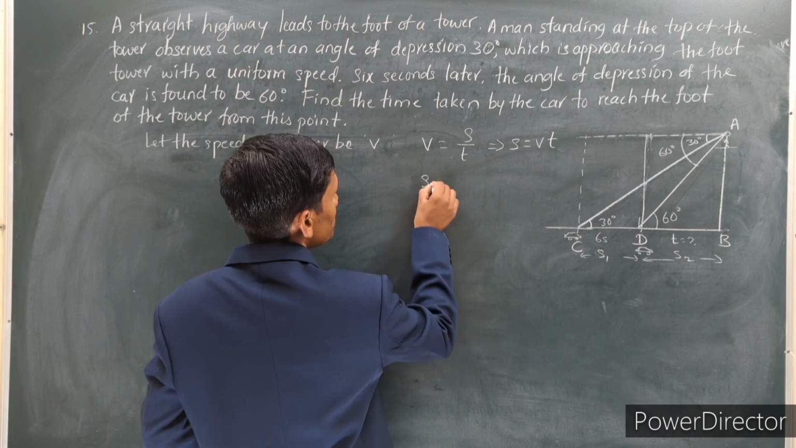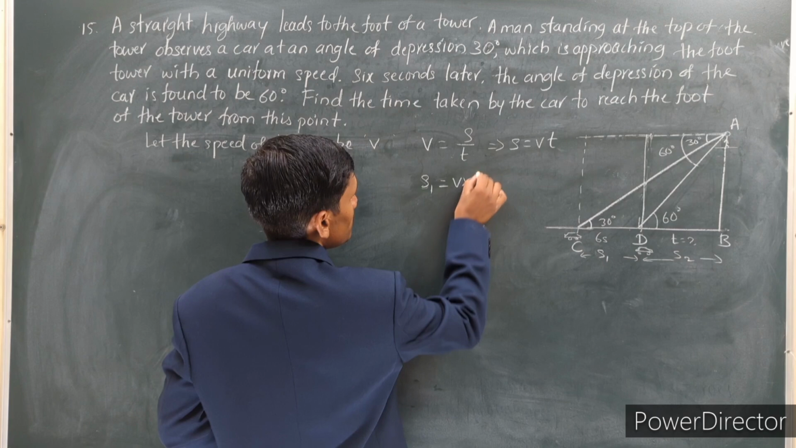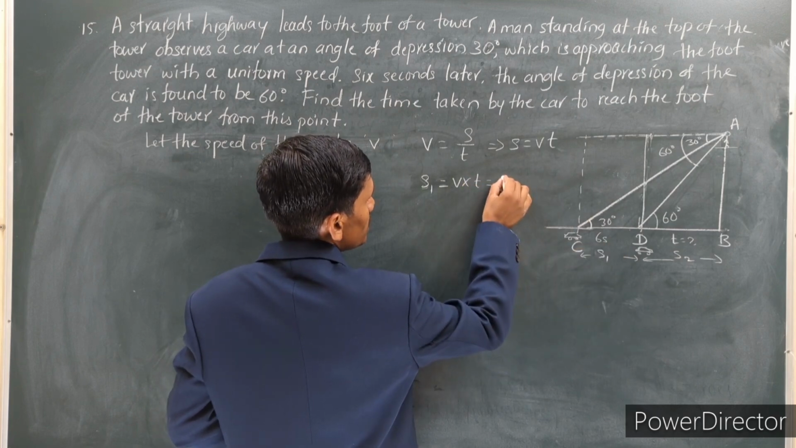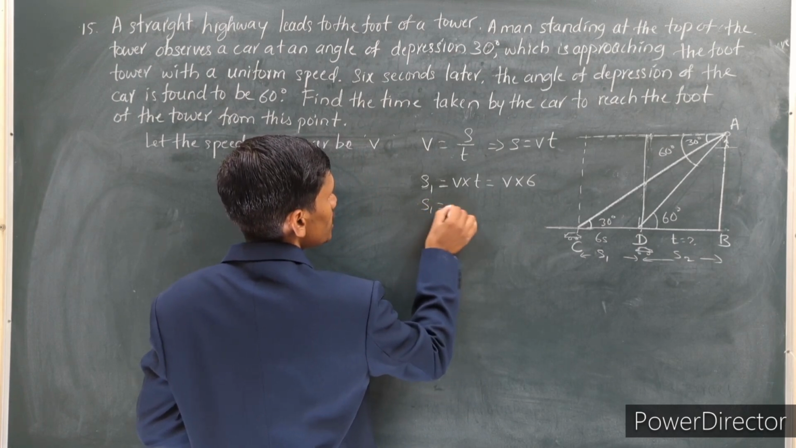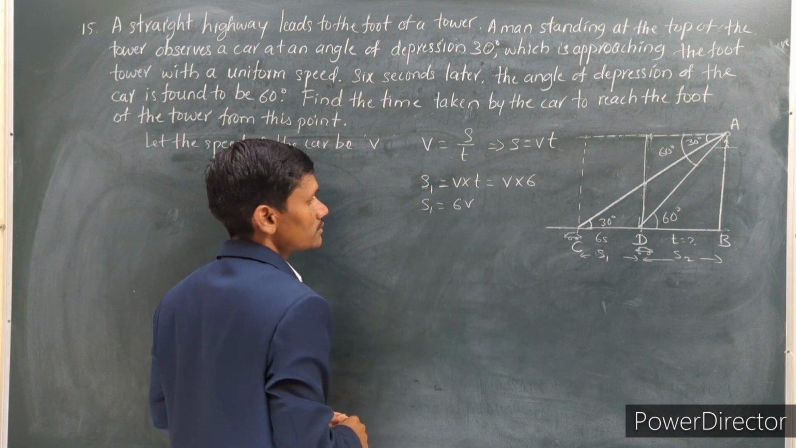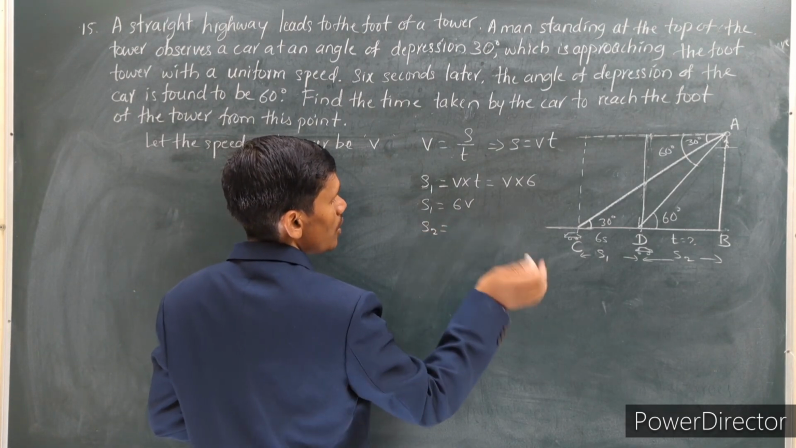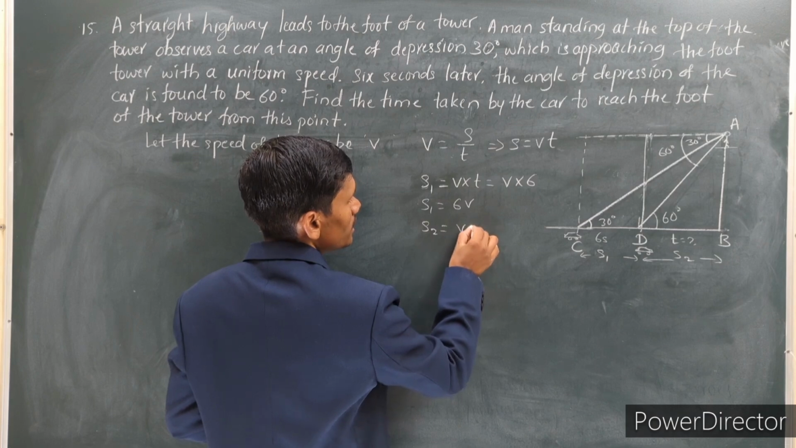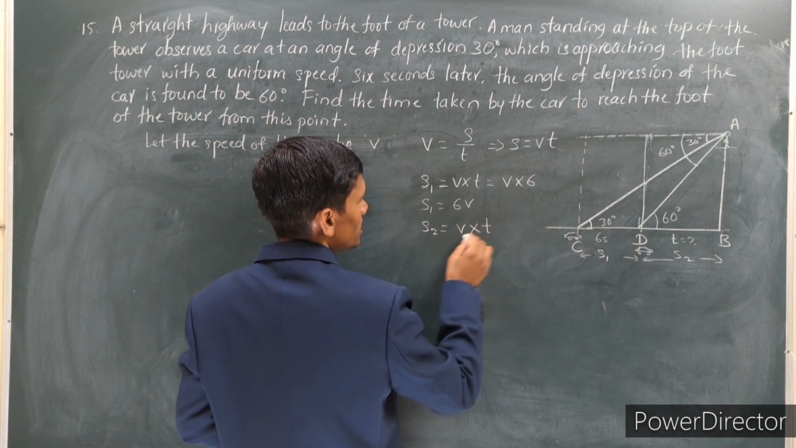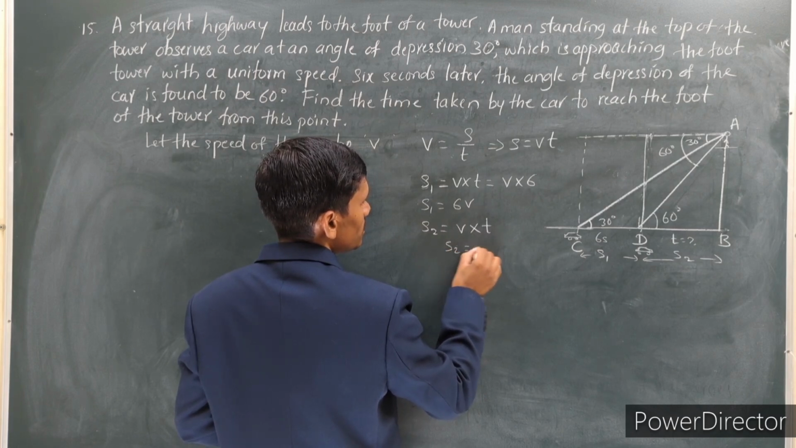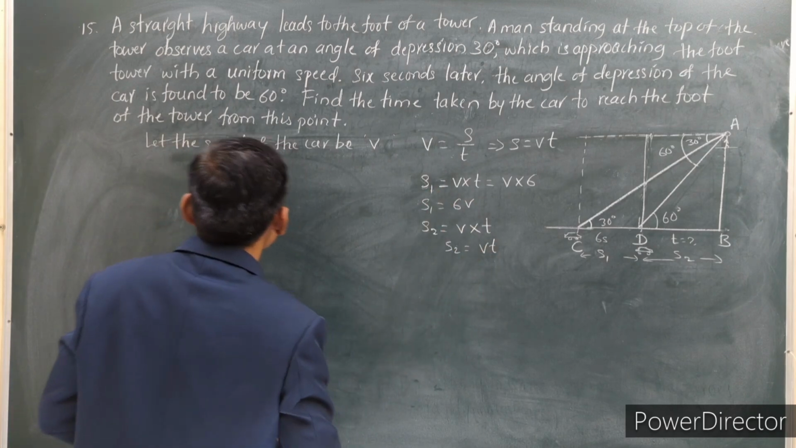Now I will take S1. S1 is equal to V into T, and T here is 6 seconds, as given. So S1 is equal to 6V. Similarly, let us take S2. Here the time is not given, so we take T. So S2 is nothing but V T. S1 and S2 we got.